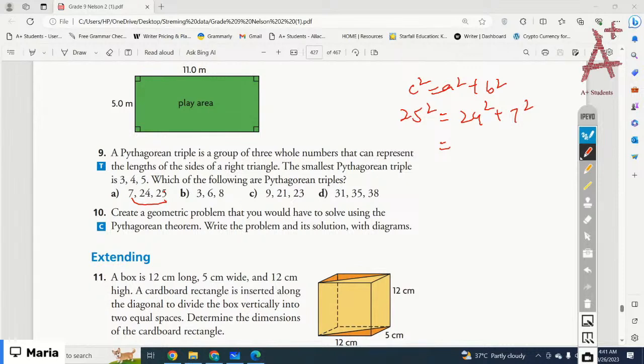576 plus 49 is 625. And 25 square is 625. You can see both sides are exactly equal. That means yes, A is a Pythagorean triple, right? This is the correct one.